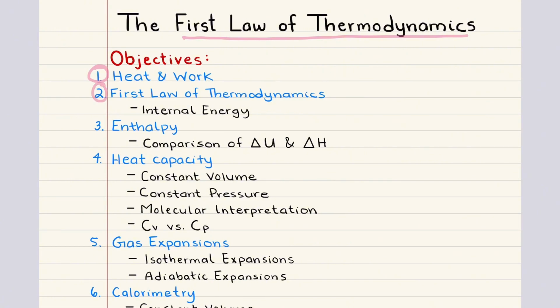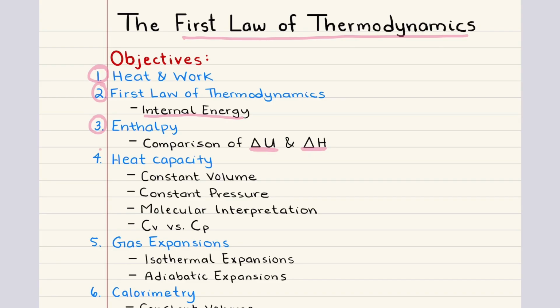Next, we're going to move into the first law of thermodynamics itself. This is the principle of energy conservation. Here, we're going to introduce the idea of internal energy and see how it changes when heat or work crosses the system boundary. After that, we're going to introduce enthalpy. This is another state function that is especially useful under constant pressure conditions. We're also going to make an important comparison between changes in internal energy, delta U, and changes in enthalpy, delta H.